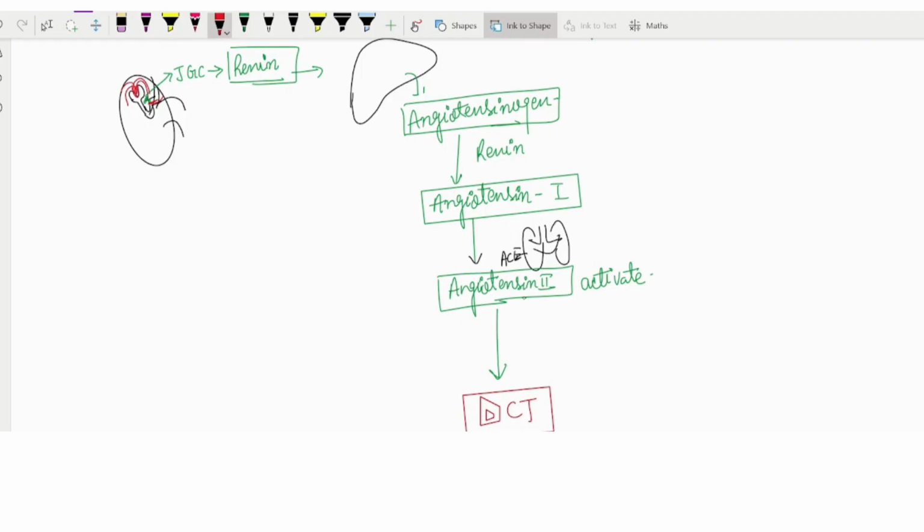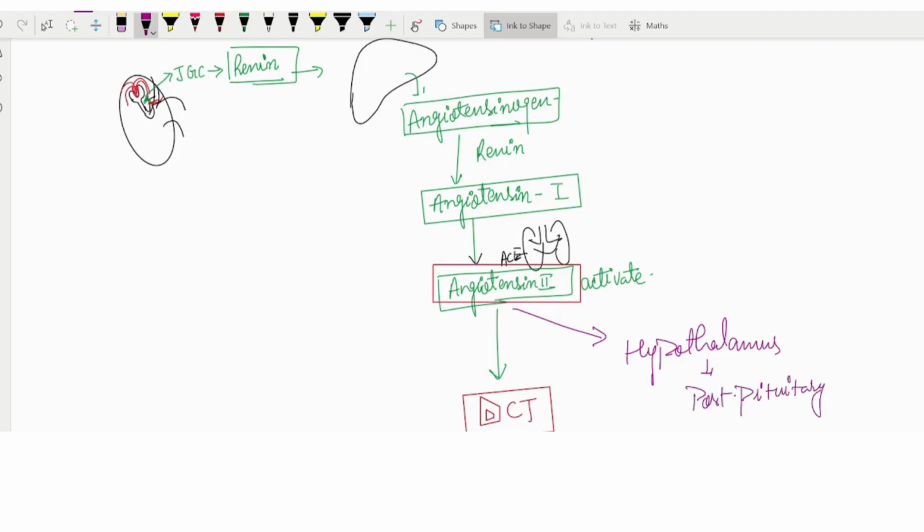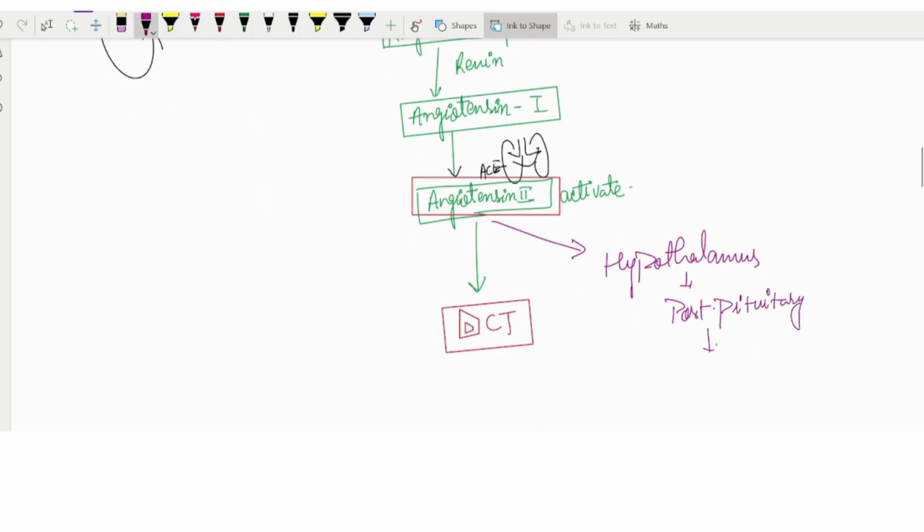So one, we have seen that the renin, liver and lungs are secreting some enzymes. Because of that, angiotensinogen is converted and angiotensin will give the signal. So it is only the angiotensin second which is giving the signal to the DCT part for the reabsorption. Angiotensin will give another signal to the hypothalamus, and the hypothalamus will give the signal to the posterior pituitary, and from the posterior pituitary one hormone is released, named vasopressin. It is the vasopressin hormone.